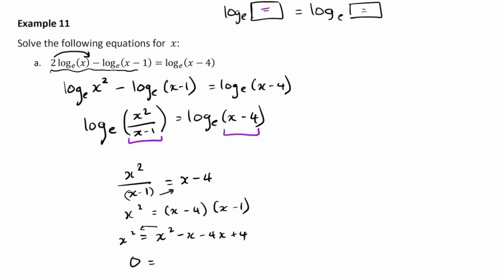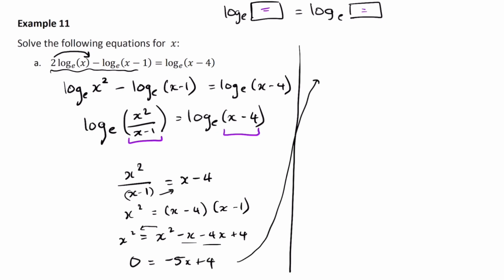So that's 0 equals, and then that's negative x minus 4x, so that's going to be negative 5x plus 4, and then I can solve for x from there quite easily. So I will take the 5x to the other side, so that'll be 5x is equal to 4, and then I'll divide both sides by 5, so my answer will be 4 on 5.